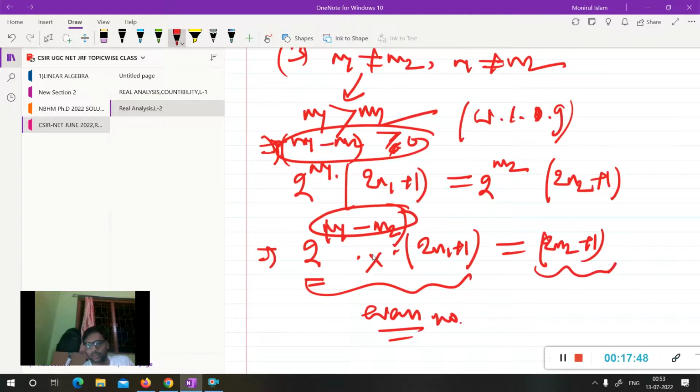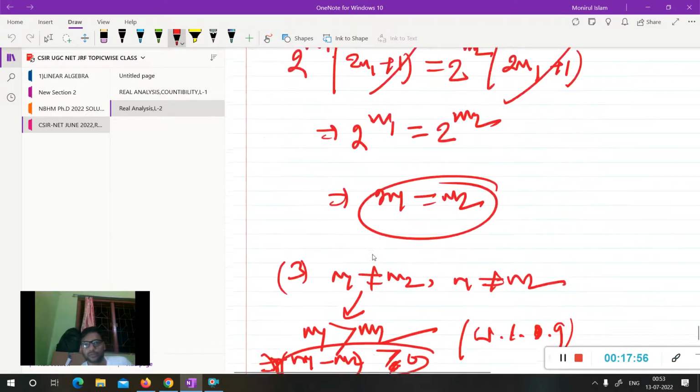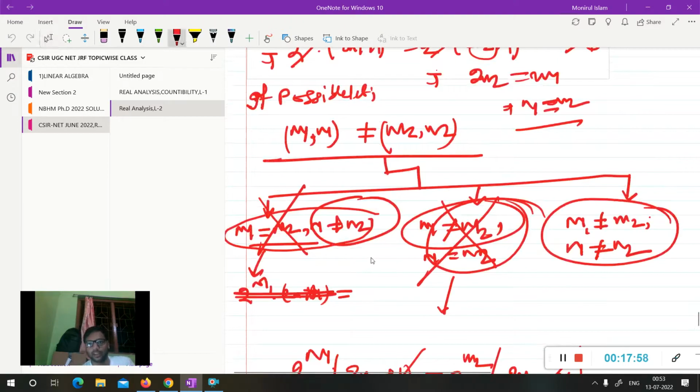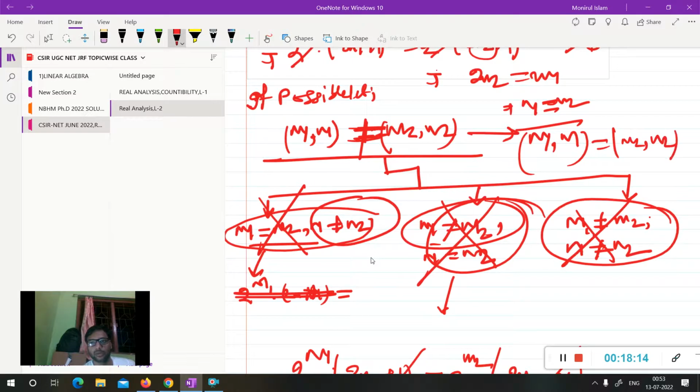But 2n plus 1 is the form of an odd number, so an even number never equals an odd number, so this gives a contradiction. So this case also does not happen, the third case also does not happen. So you can say this ordered pair will be equal. If it is not equal, then it gives a contradiction, so not equal cannot happen, meaning equal happens, (m1, n1) will be (m2, n2).